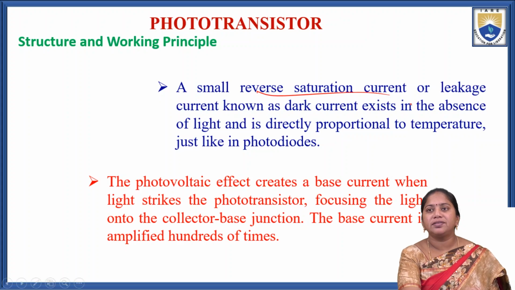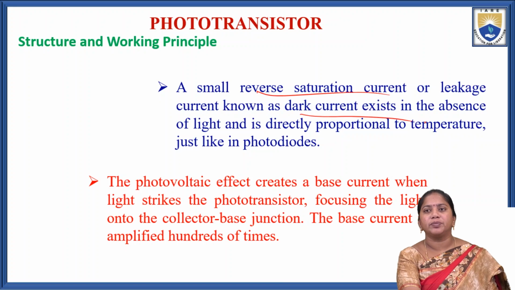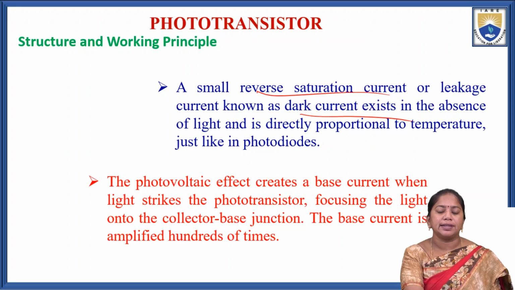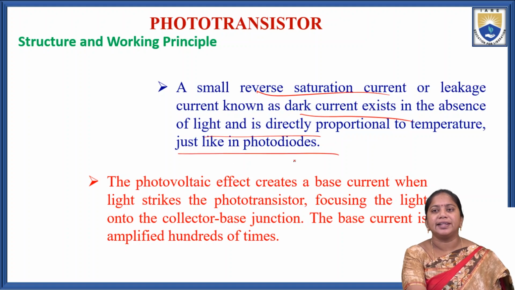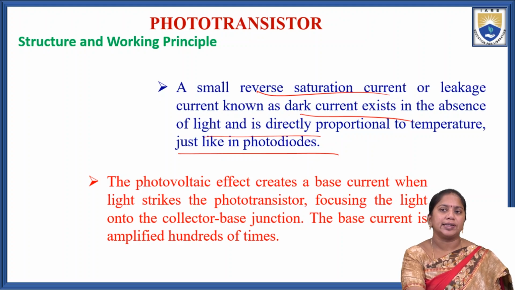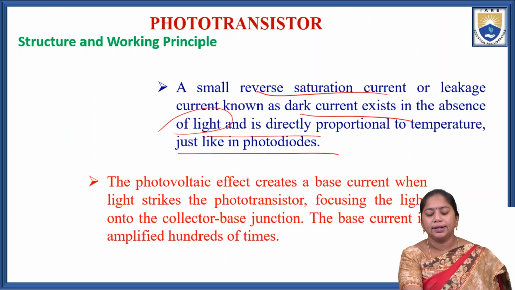A small reverse saturation current or leakage current is known as the dark current. Dark current exists in the absence of light and is directly proportional to the temperature, just like in photodiodes. Similar to photodiodes, the dark current exists in phototransistors as well.